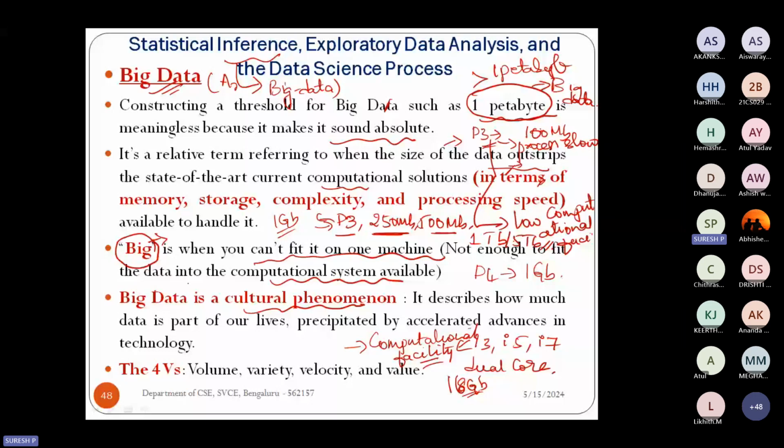This is precipitated by accelerated advances in technology. For that, big data has certain characteristics, which we have already seen. According to NIST and ISO, big data has 3 V's, but according to the author, it has 4 V's. The 4 V's are volume, variety, velocity, and value of the data. We already know that the data is generated from the time you wake up until the time you go to sleep.